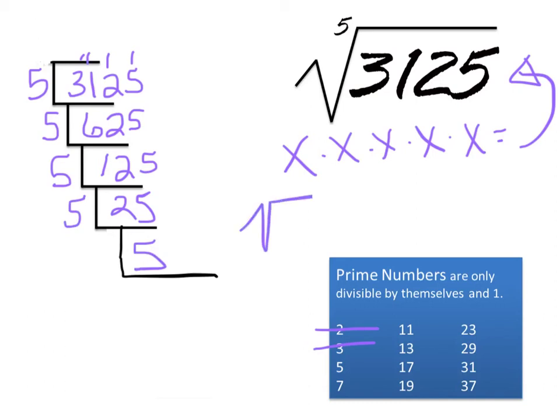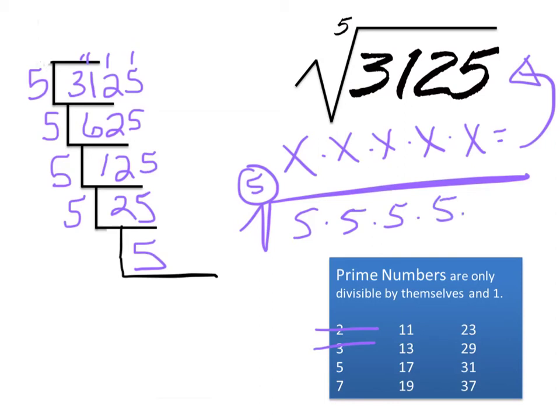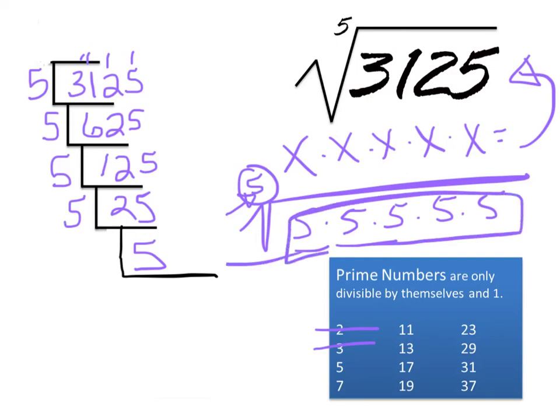So underneath our 5 root, 3125 is 5 times 5 times 5 times 5 times 5. We need 5 to pull it out. 1, 2, 3, 4, 5. We can pull it out. And the 5th root of 3125 is 5.